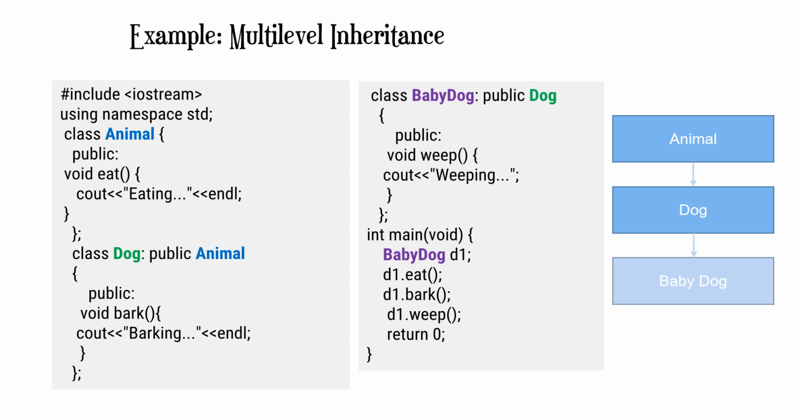So this demonstrates inheritance in object-oriented programming, where subclasses inherit the properties and behaviors of their parent classes, and they can also add their own unique functionalities.